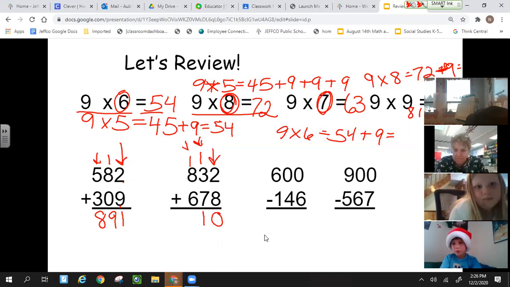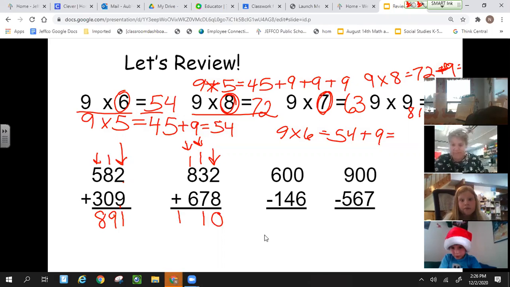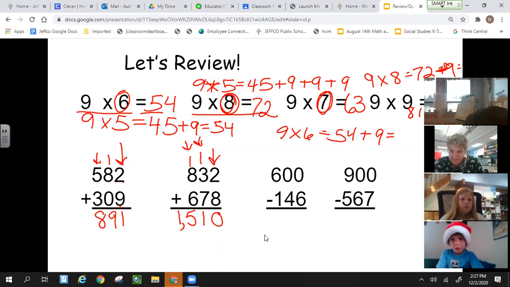And then you add the ones above the 8, and then it's 9 plus 9 plus 6, and then you add them together, and then you get 15, and then you add the comma on the 1, and it's 1,510. Wow, I'm impressed. Well done.